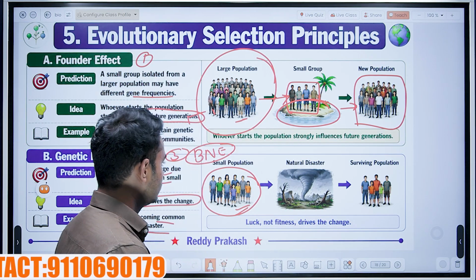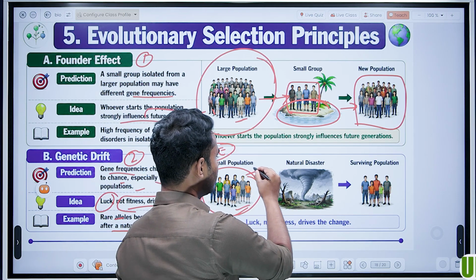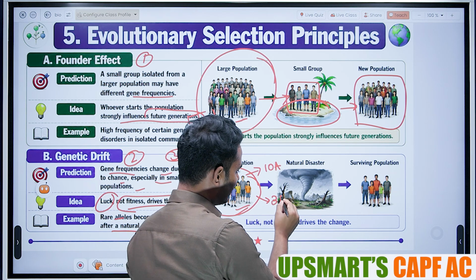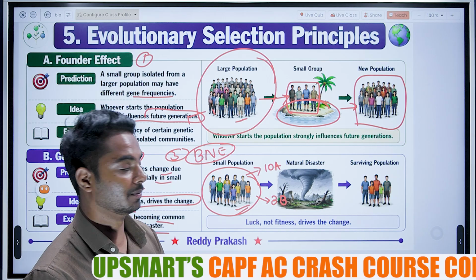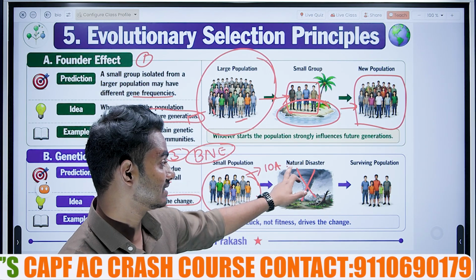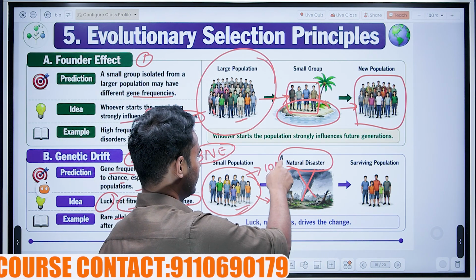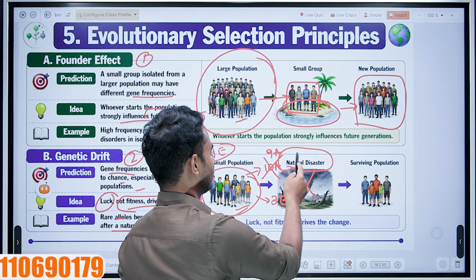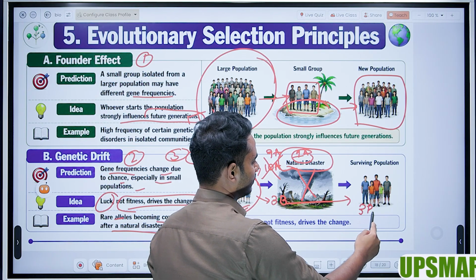Say, this is a small population. There are 10 A alleles and 3 B alleles. Over the period, which should become dominant? A should become dominant. Now a natural disaster happened. Suddenly, 9 of the A alleles died. Only 1 of them remained. 1 A remained and 3 B remained as it is. 3 B plus 1 A.